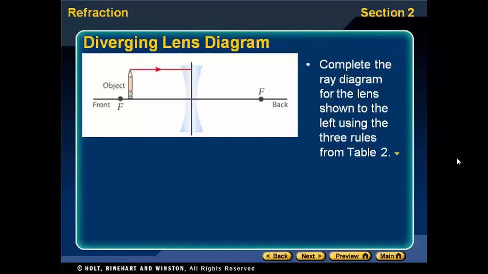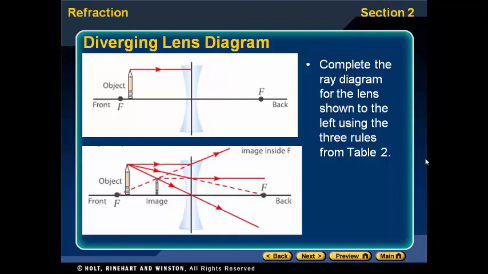Diverging lens diagram. We can complete the ray diagram for the lens by remembering 3 rules from table 2. What were the 3 rules? I will remind you of the rules. We have to draw 3 incident light rays: one parallel to the x-axis, one through the focus, and the other one through the center of the lens. Once you draw these 3 incident light rays, you get the image as shown.